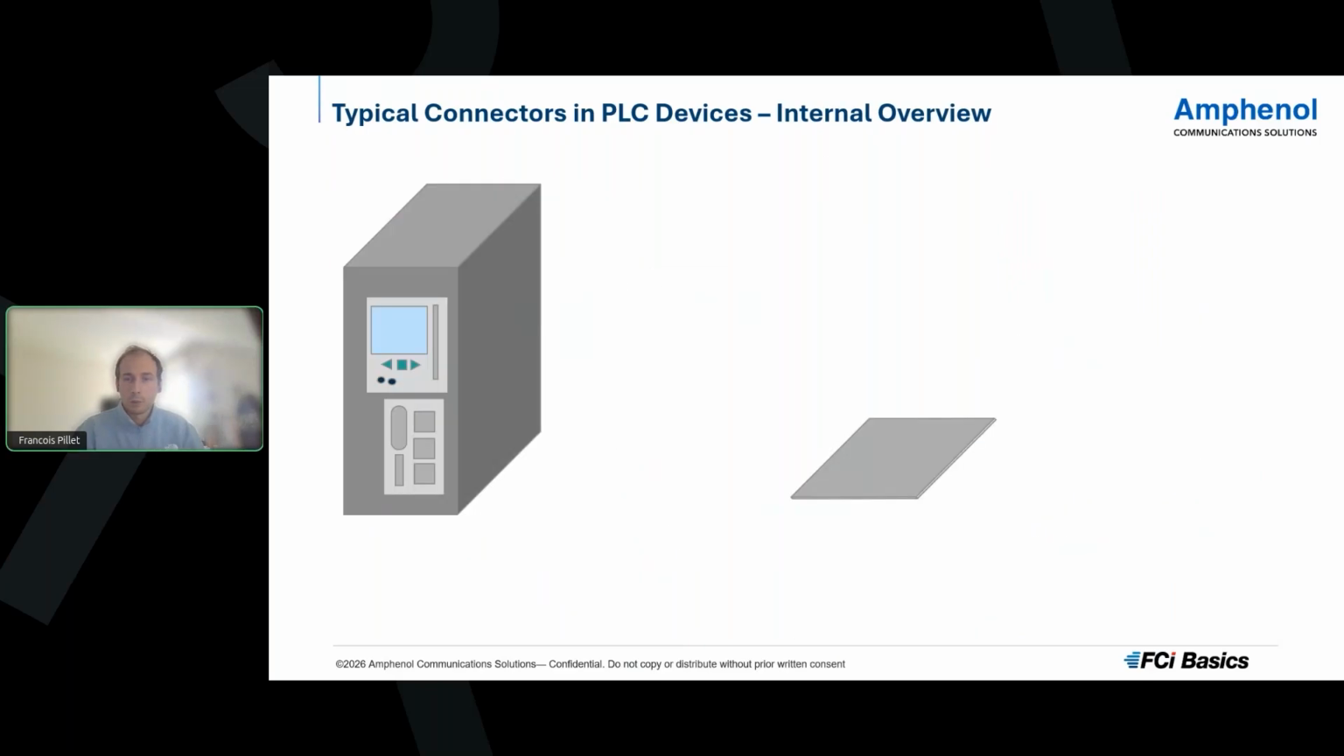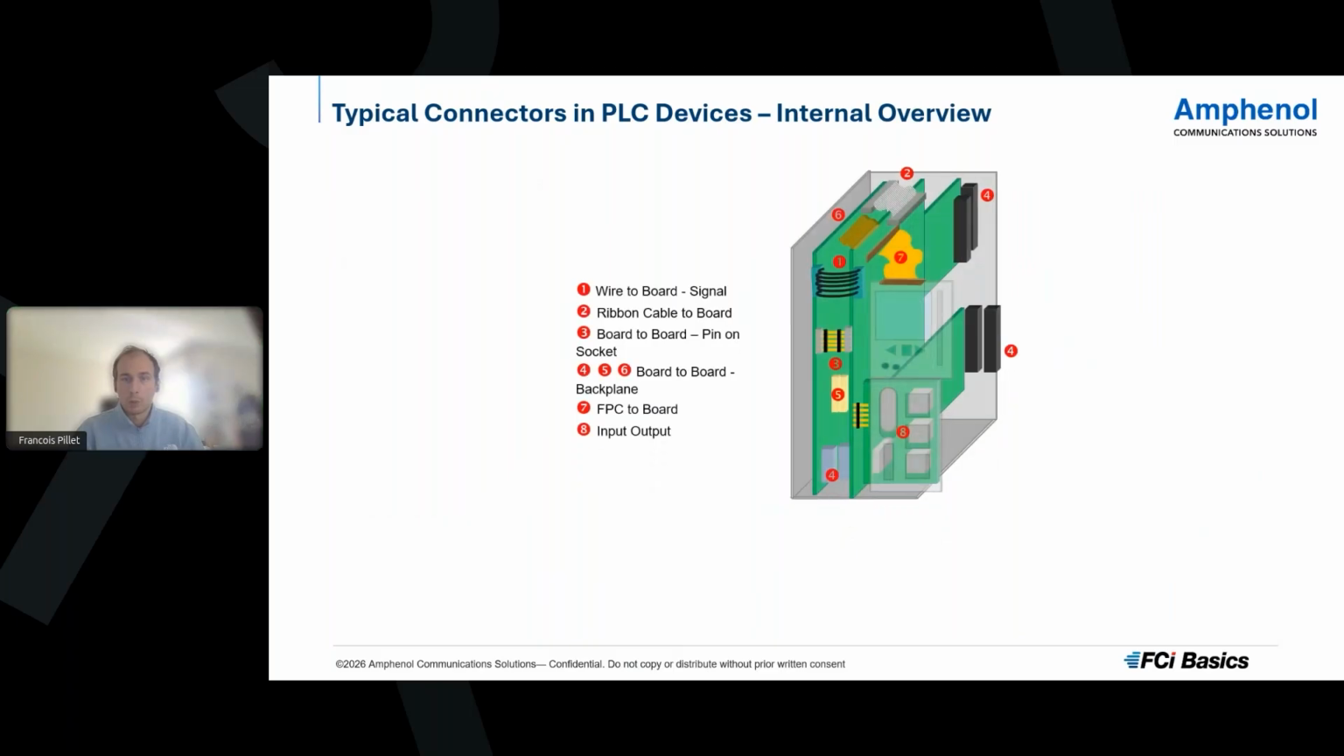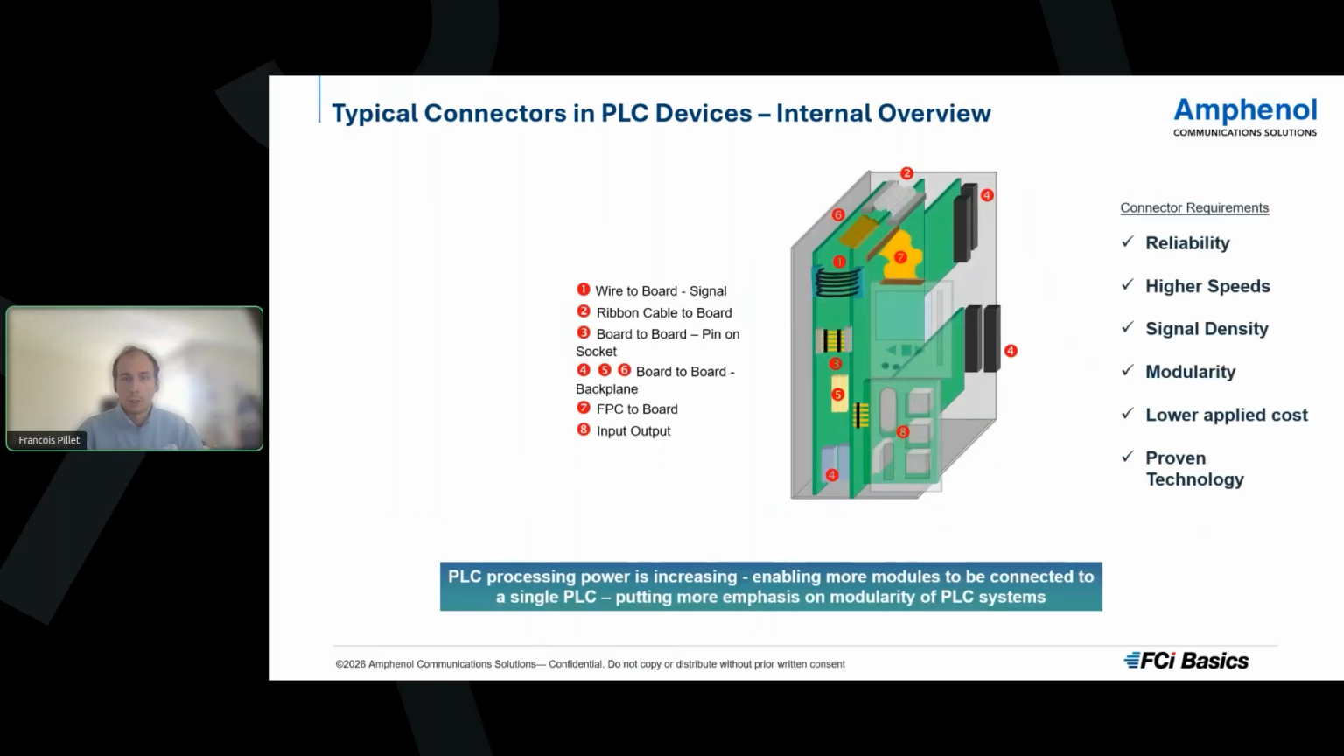From an internal point of view, if we remove the cover, so to say, the list gets bigger, since you can find signal wire to board, ribbon cable to board, pin on socket, mezzanine connectors, hybrid connectors, power connectors, FFC to board, and I/O. Considering the application, all these internal components are expected to show modularity to meet always higher speeds and signal density. Nevertheless, these proven solutions must be competitive and reliable in the long run. Because of the growing processing power, more and more modules can be added to the system, meaning that modularity becomes a critical factor.